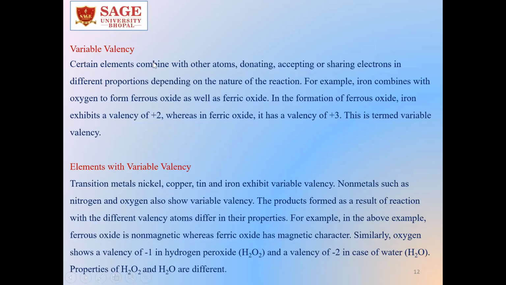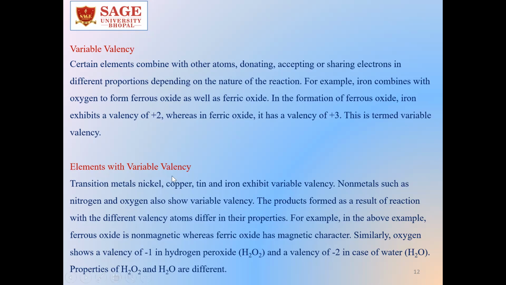Certain elements combine with other atoms, donating, accepting, or sharing electrons in different proportions depending on the nature of the reaction. For example, iron combines with oxygen to form ferrous oxide as well as ferric oxide. In the formation of ferrous oxide, iron exhibits a valency of +2, whereas in ferric oxide, it has a valency of +3. This is termed variable valency, and this is very common in the transition metals.